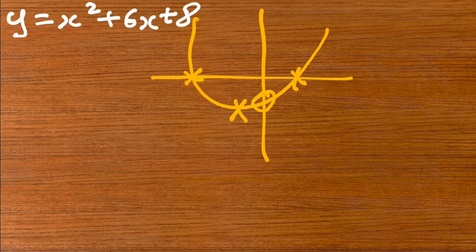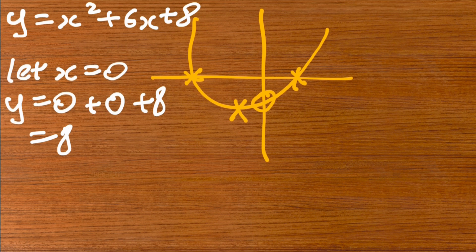For example, if this is the quadratic graph, you can see that we need 3 things to draw the graph. We need the vertex, which is the turning point, the x-intercept, and the y-intercept. So let's move on to determine the y-intercept of this equation. To find the y-intercept, we'll let x be 0.